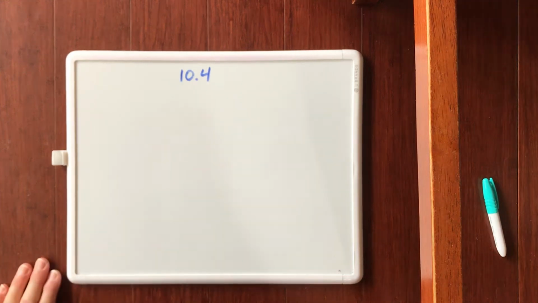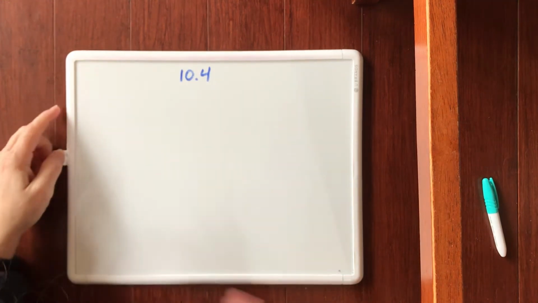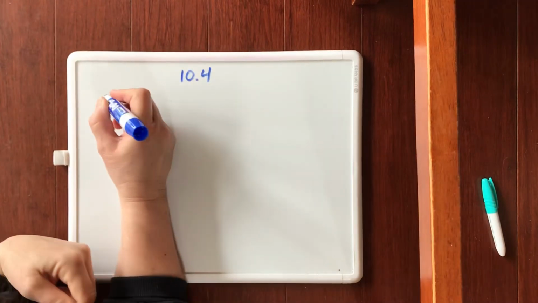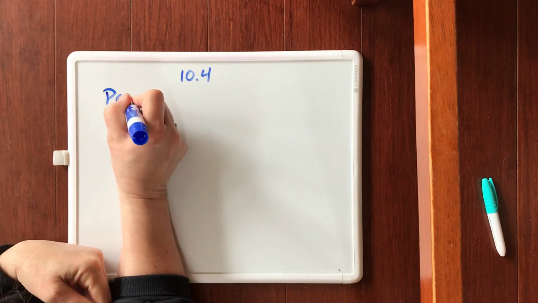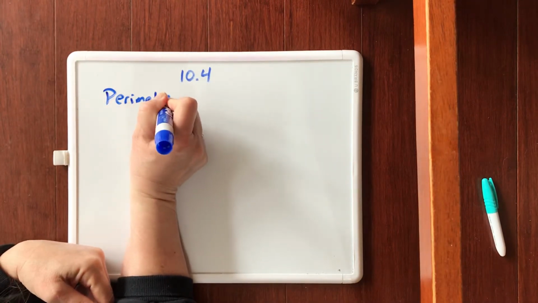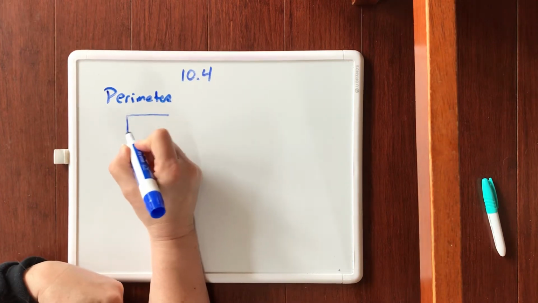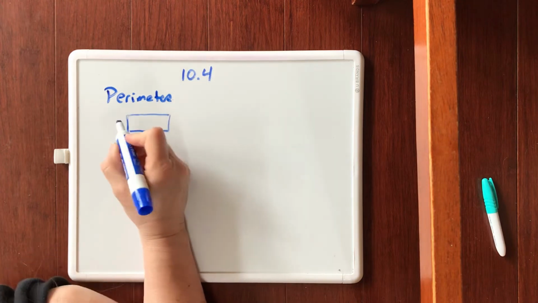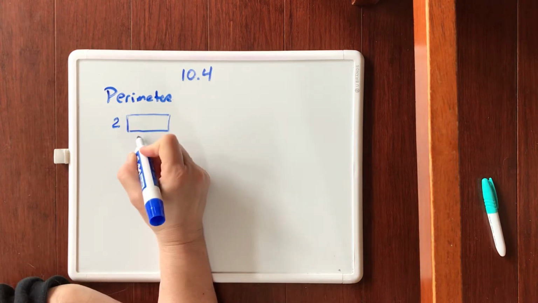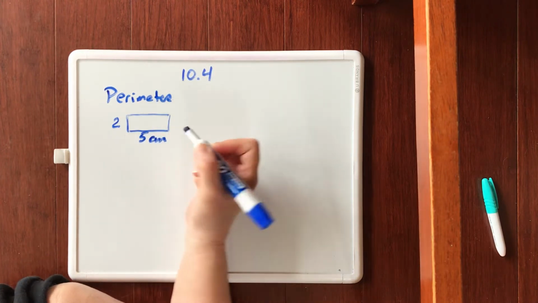We're going to do 10.4. Recall last time we learned about perimeter, where we looked at the perimeter of different shapes. In this case, we're going to look at the perimeter of a rectangle. Let's say this is 2 and this is 5 centimeters.